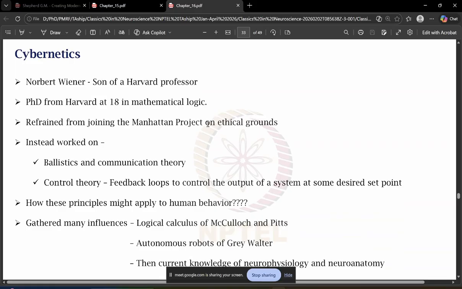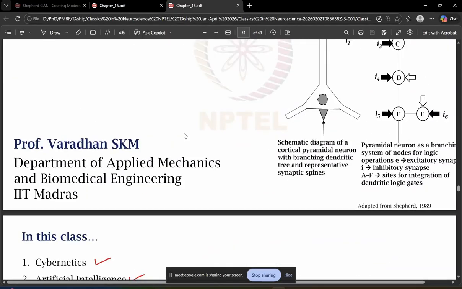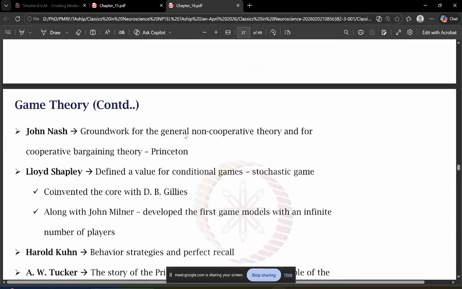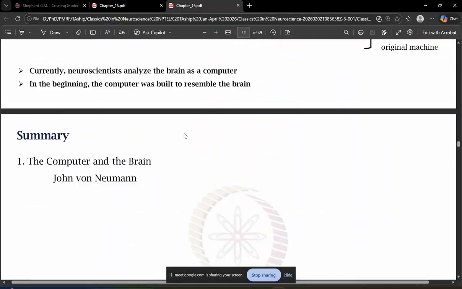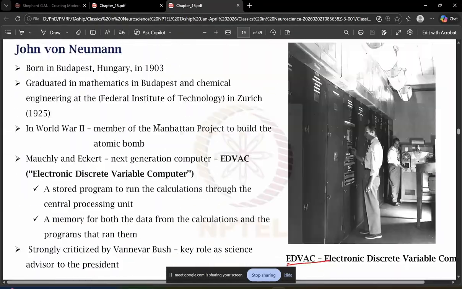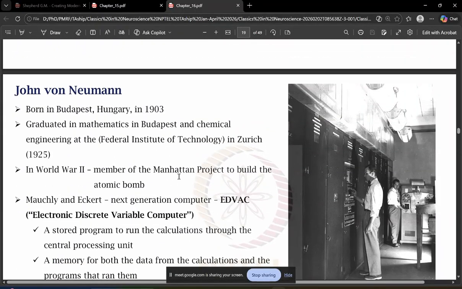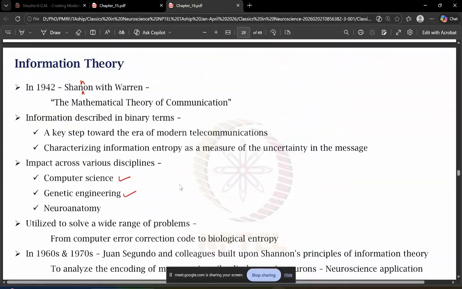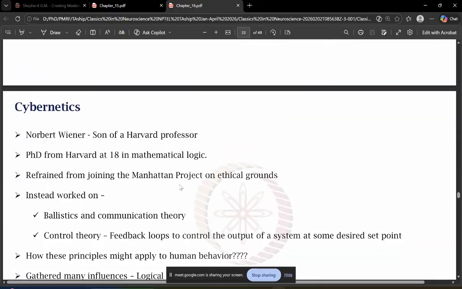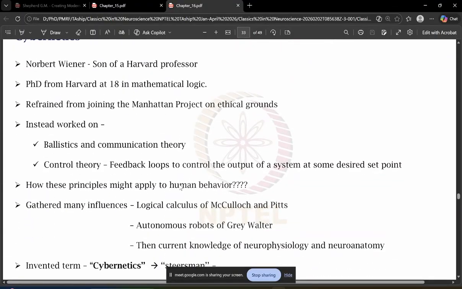He was also invited to join the Manhattan Project, but unlike von Neumann, we discussed how John von Neumann had worked on the Manhattan Project to build the atomic bomb. However, Norbert Wiener refrained from joining the Manhattan Project on ethical grounds, and he instead decided to work on ballistics and communication theory.